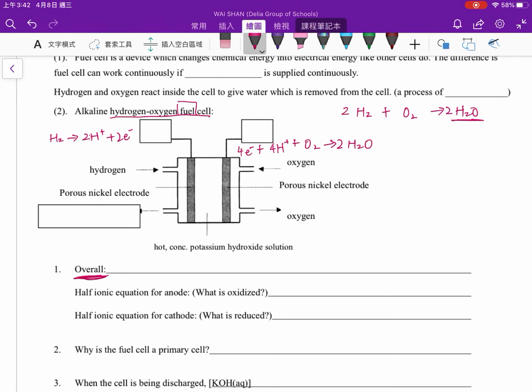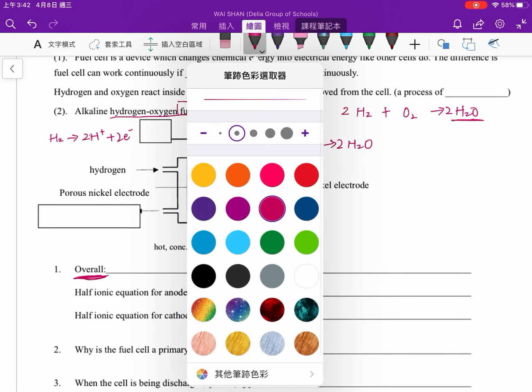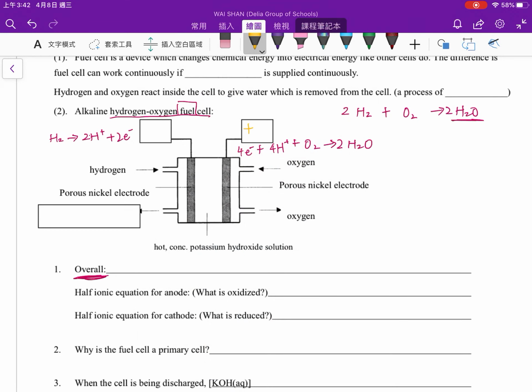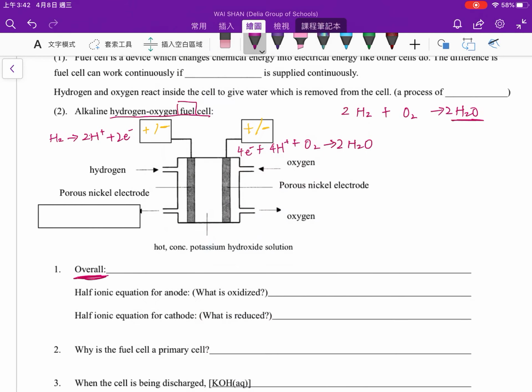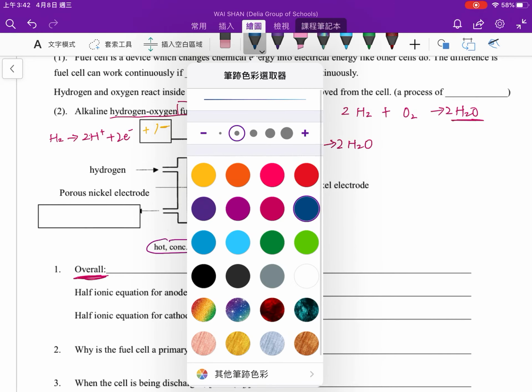Just according to these 2 half equations, I think you can tell me whether this one is the positive or negative electrode of this fuel cell, and also here. You should be able to answer this question. But for the fuel cell we are talking about in the textbook, it's hot concentrated potassium hydroxide. The electrolyte is an alkaline solution, so we need to turn this equation to alkaline condition.